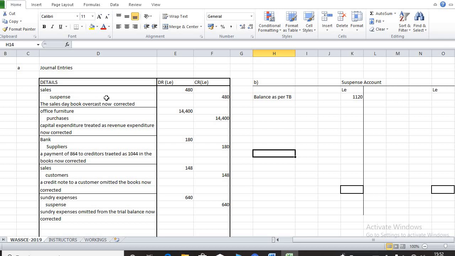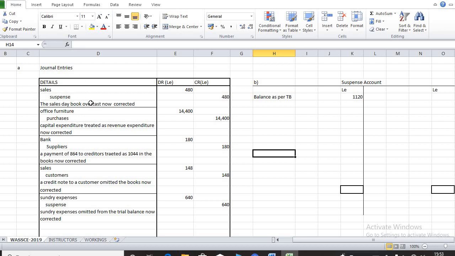If you see the suspense has been credited, it means in the suspense account, it should be at the credit side. And if you see the suspense being debited, it means in the suspense account, it should be at the debit side. Put this one at the back of your head. Okay. So let's begin with the first entry.